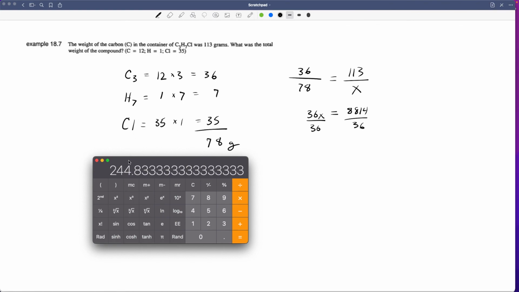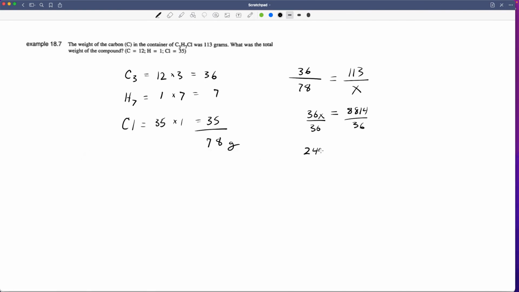And that is going to be, we're going to round that to 244.83. And I've written that on the wrong side. That should be over here. That is the value of X. That is the number of grams in the container that we had. That would be our total.